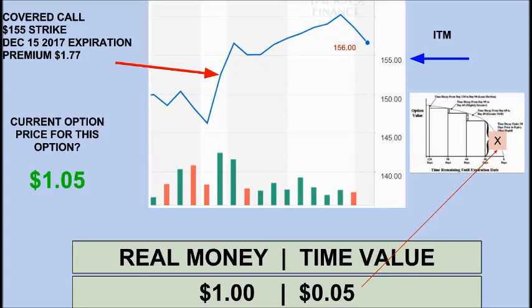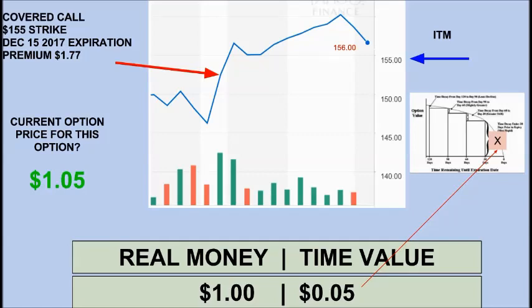So in this case, if I were to buy this option back right here, guys, at $1.05, we have $1 in real value, meaning if I buy this option at $1.05 and sell the stock immediately, I'll pay the $1, but I'll get the $1 back when I sell the shares. It's that 5 cents, that 5 cents of time value that comes out of my original premium of $1.77. And guys, on this trade, I would have made $1.72 in premium in my pocket. Then I sell the shares immediately, getting the $155, relieving my obligation.